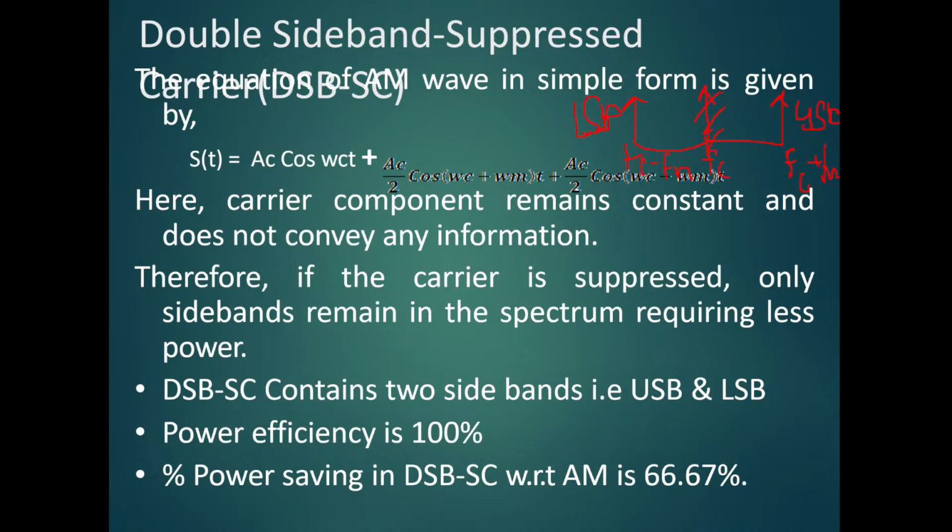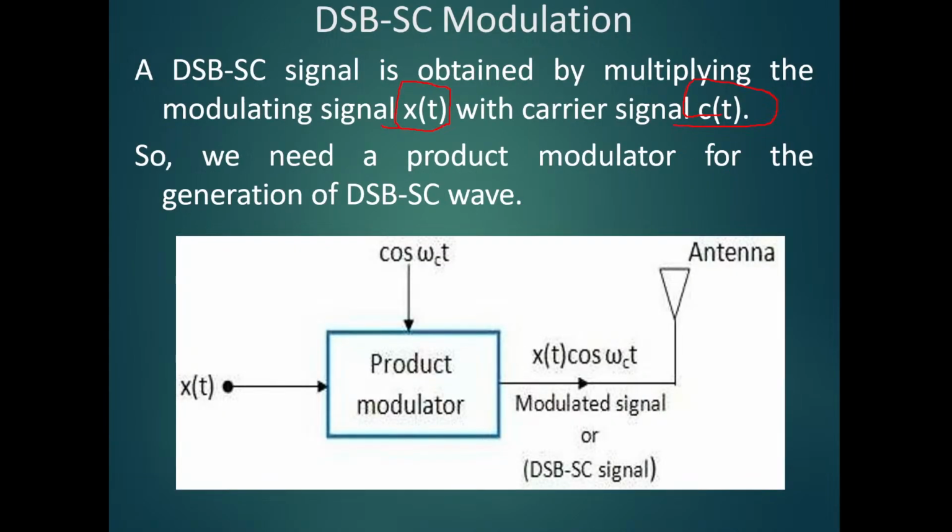So basically, why is the carrier suppressed and only the side bands remain in the spectrum? It has some advantages, and that's why we are suppressing the carrier. The very first one is that it contains two side bands and there is some power efficiency, plus there is power saving. To save the power of the spectrum, we are going to require less power since the carrier is being suppressed. So that's why we go for the double sideband suppressed carrier modulation.